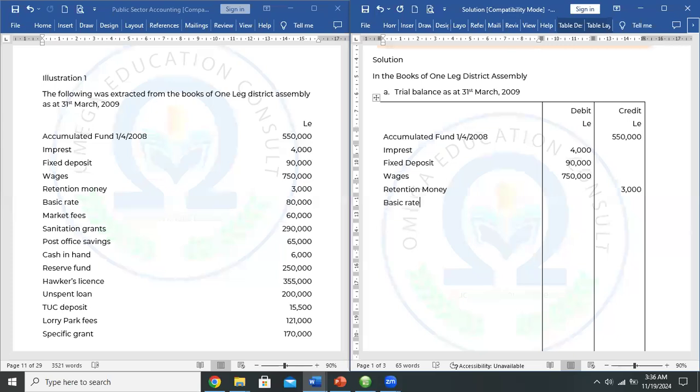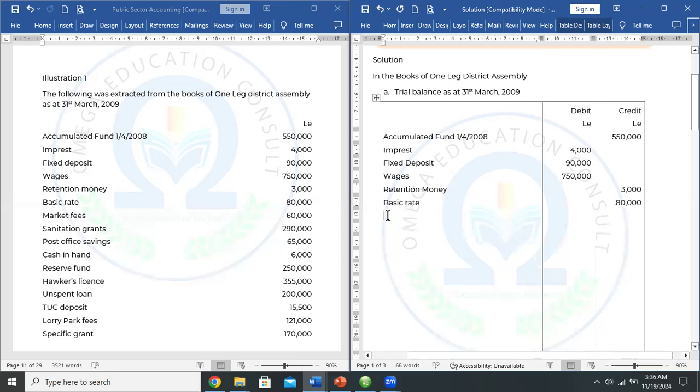Please, is that okay? So the rate here refers to a tax that the government is getting, right? So it's an income to the government. So when you see rate in discussions about public sector, we are referring to taxes that are taken by the government, and we have a lot of them. Okay, so let's put it at the credit side. That is 80,000.